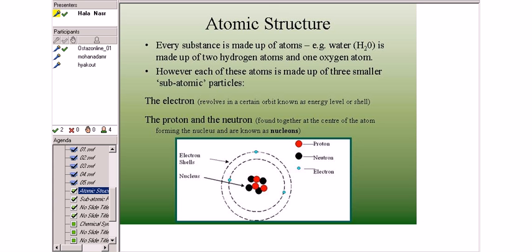Here is the atomic structure. In here, as you see, these red circles are the protons. Now, the black ones are the neutrons, and the very tiny small ones are the electrons. As you see, each electron has its own orbit the same way as a planet.